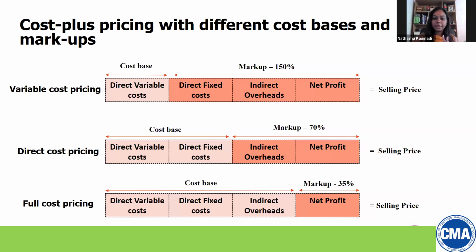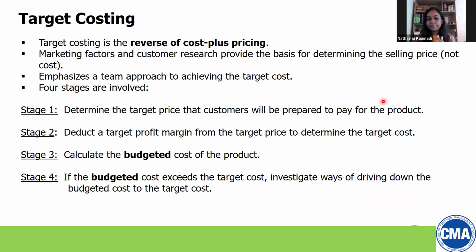Thank you. Okay. And then another concept, that is full cost plus pricing. Another concept would be target costing. Target costing means the exact opposite way, that means a reverse of cost plus pricing. Now, when it comes to cost plus pricing, we identified the cost, we added the markup, and then we set the price. But target costing is something like this.